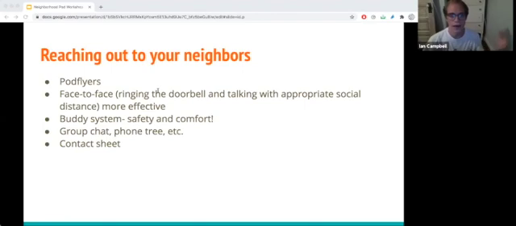So for that contact sheet, that directory, we've used Google Sheets, and you can just make a copy of ours and use it for your own needs. And that's really great because it's a collaborative spreadsheet that allows everyone to edit their own information simultaneously.